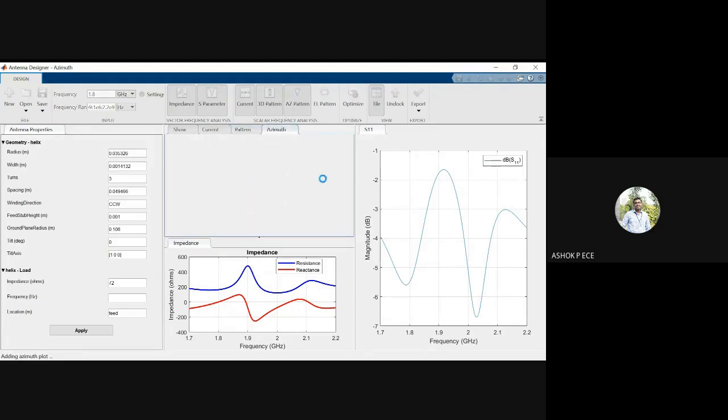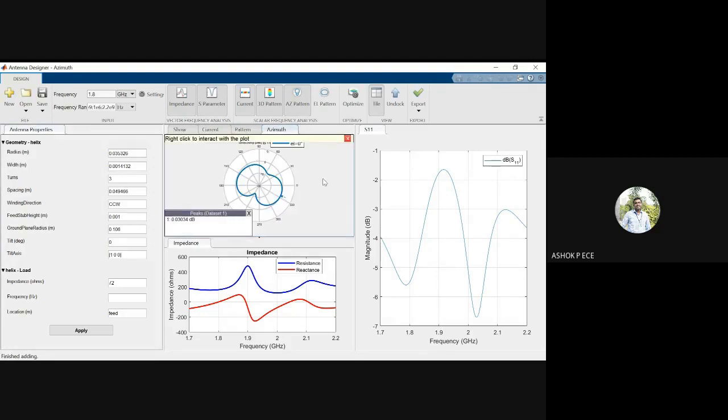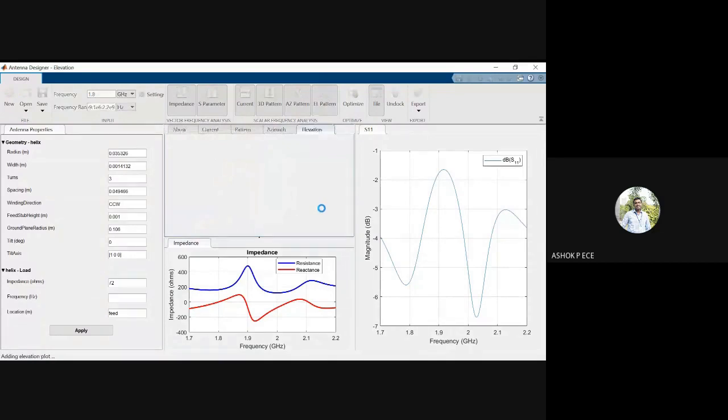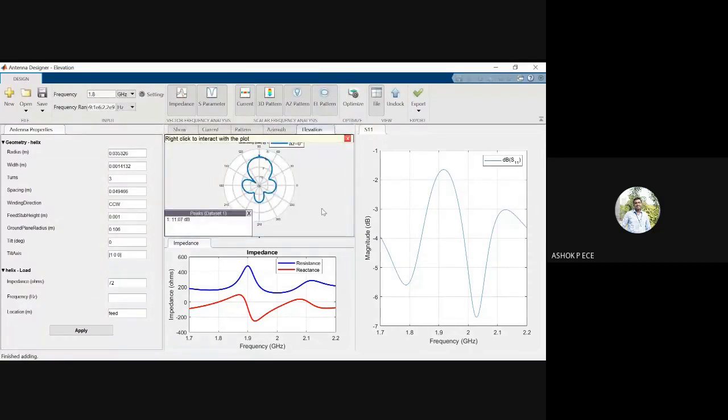Azimuth and elevation pattern. Azimuth, you know, is the angle when you move the antenna sideways. You rotate your head from left to right, that is azimuth. You cannot rotate your head 360 degrees, right? So azimuth means it is from your left to your right, you're rotating your head. So it covers 180 degrees. That is your azimuth angle, and elevation angle is you're rotating your head from top to bottom. That is your 180 degrees.